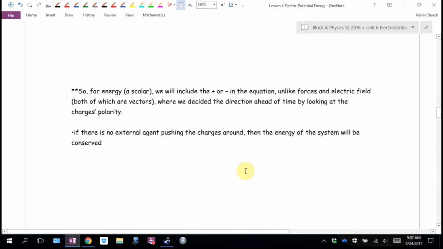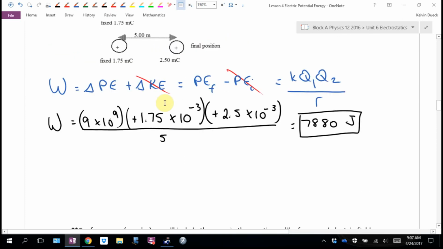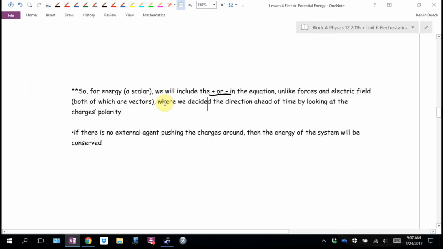For energy, a scalar, we're going to include the positive or the negative in the equation, but forces and fields will decide the direction ahead of time by looking at the polarity. We won't actually put the pluses and minuses in the equation. If there is no external agent pushing the charges around, like we had invisible leprechauns here, then energy will be conserved. The amount of energy you had at the beginning must be the amount of energy you had at the end. Nothing's doing work.